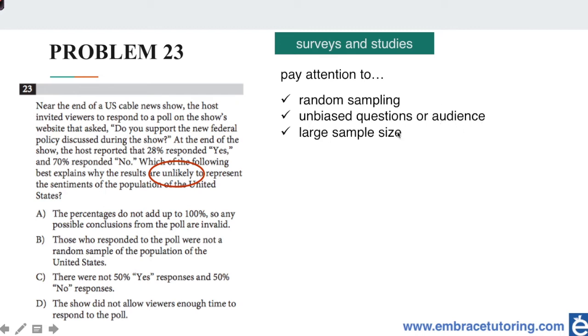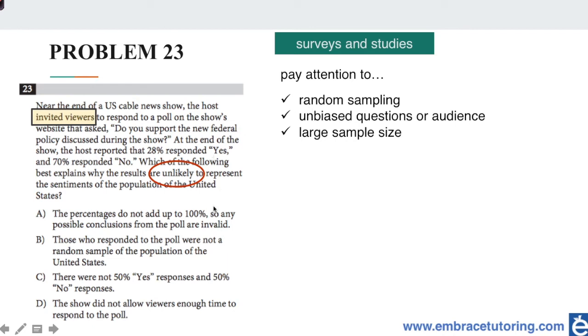The SAT typically prefers over 100 participants. Random sampling is definitely huge, and you want to make sure that it is a good collection of unbiased questions, and where you are getting the audience from or where you're getting the participants from. Now, in this case, they're telling you it's unlikely. So they're telling you the results really won't work, or they're kind of invalidated.